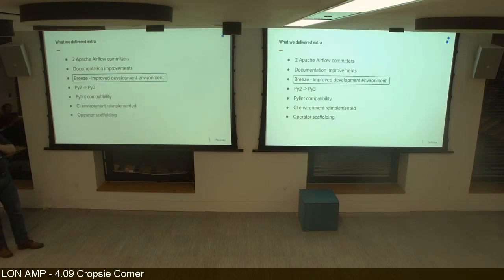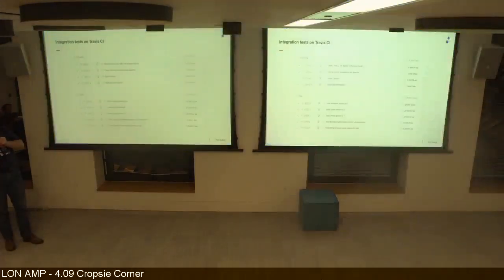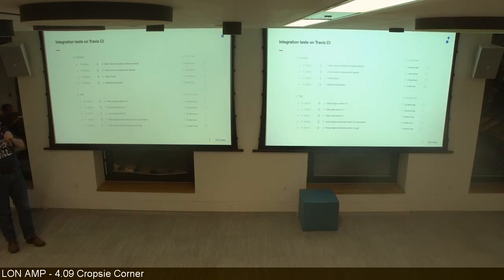So Breeze is the main topic for today. Breeze came from problems we noticed at the very beginning when we joined the project, because we had to do a lot of integration tests. We had to run the testing. Airflow has more than 3,000 tests, close to 4,000 right now. They are run on Travis CI, and running all the tests takes a bit long.